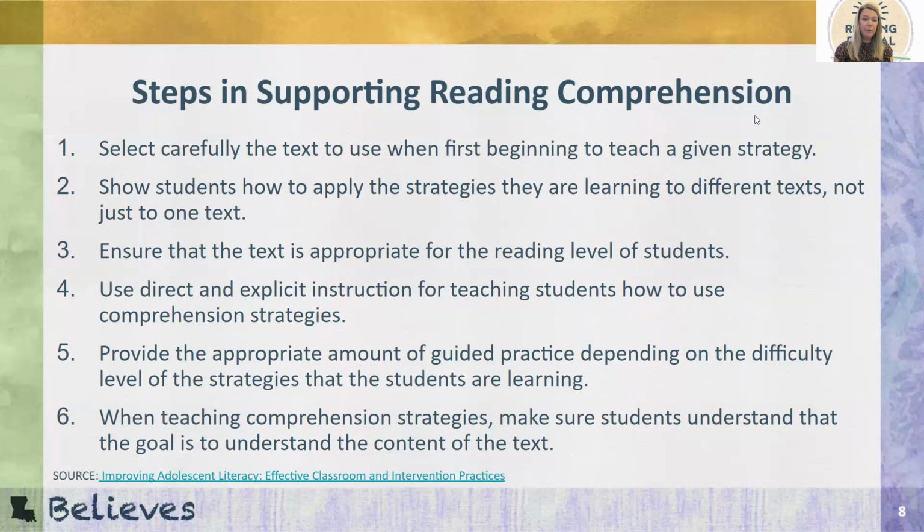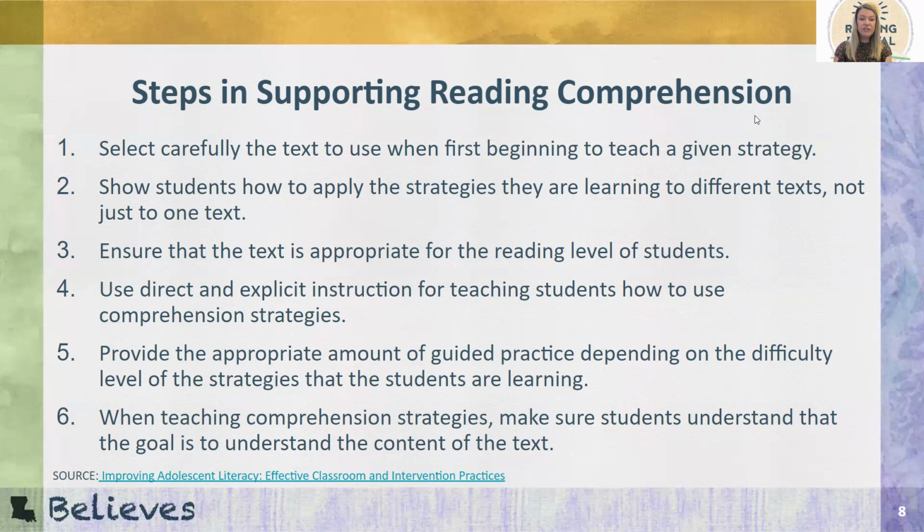Number 5, provide the appropriate amount of guided practice depending on the difficulty level of the strategy that the students are learning. So if we're just asking them to write to prove mastery of what they just read, there might not be a whole lot of feedback that's required unless they're way off base from what the main idea is. But you're going to gauge that based on the strategy you choose.